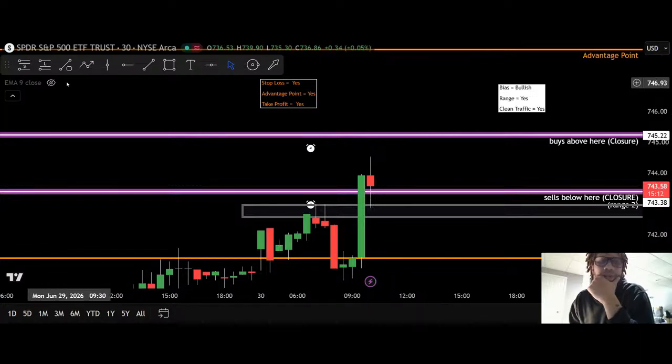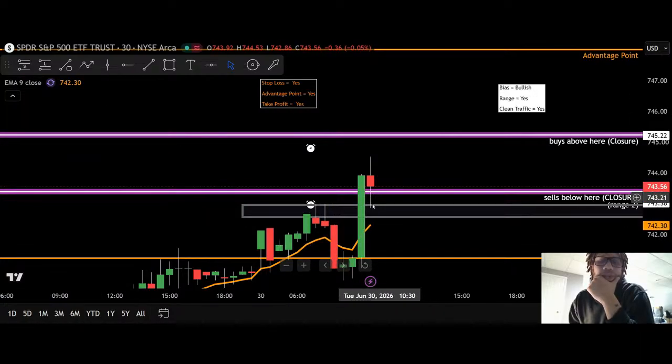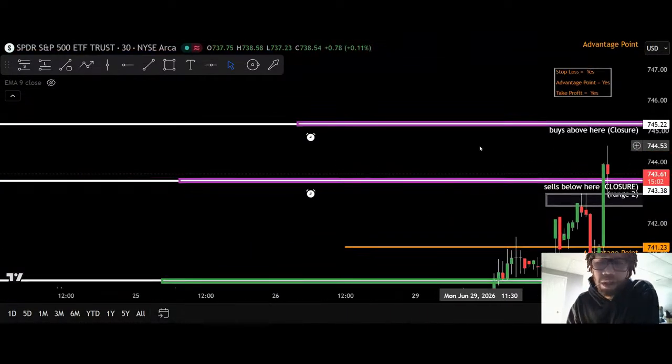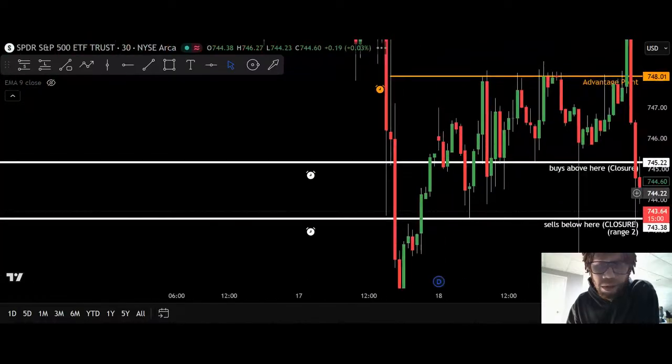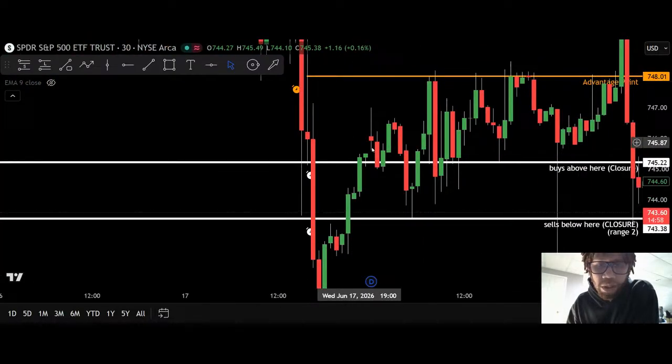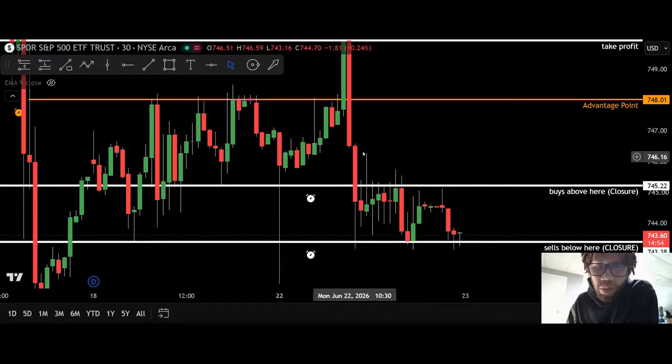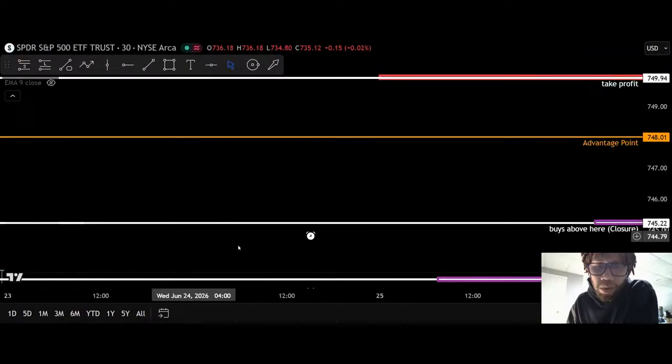We're trading well above the 9 period EMA. Maybe we want to come back down and retest it before pushing up. But the price closes above this level here. You see here, you push up, push up, push up, and push up.